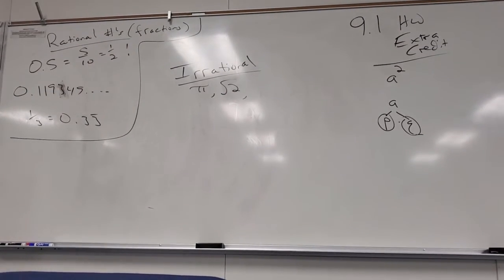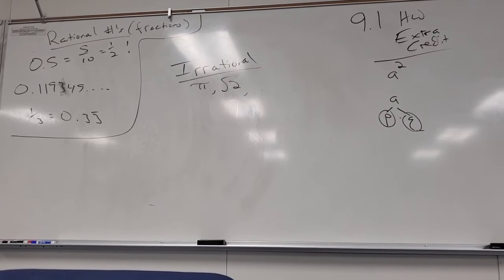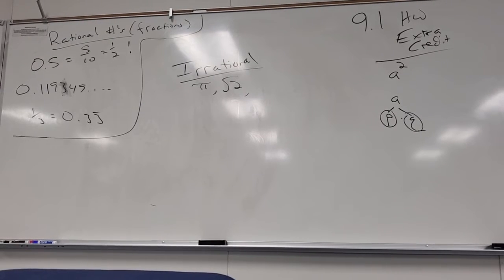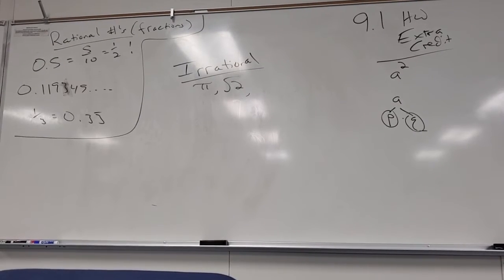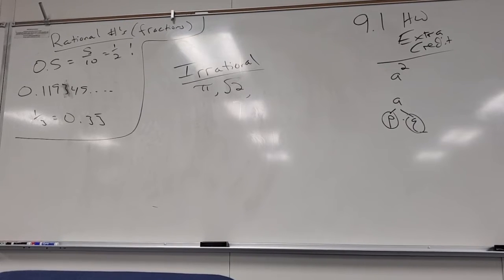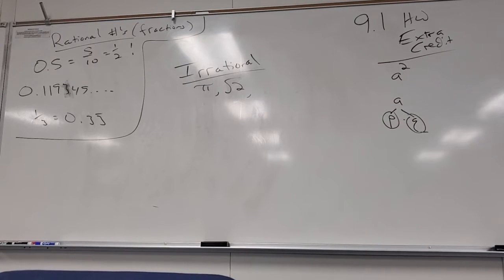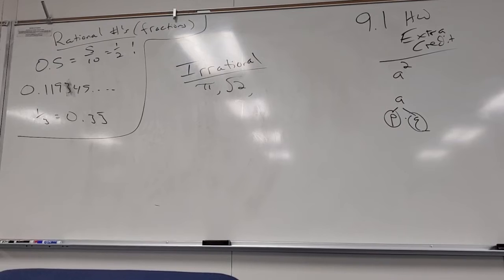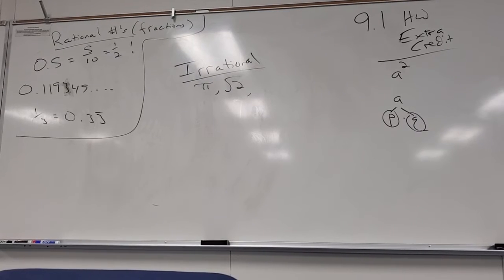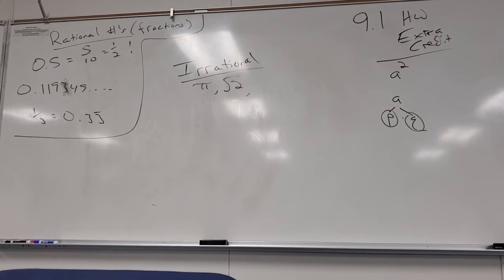What about square root of 4? Is that irrational? No, because square root of 4 is 2. So when I say square roots, I mean square roots that you can't do directly. The minute it's something I can't do the square root of, it's irrational. It's got no chance.